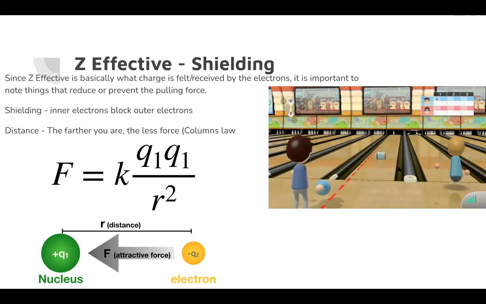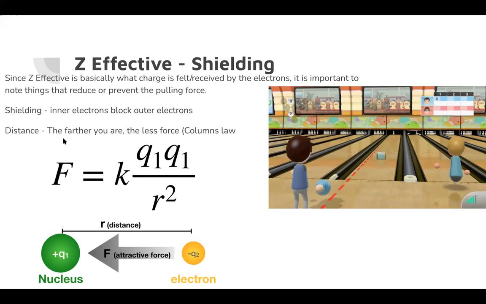One way I think about the shielding is if you look at this image of Wii Sports, fun game, right? So in this bowling alley, there are objects in the way, and our goal here is obviously to knock down the pins. And so with the nucleus, when there's something in the way, it prevents us from applying force on what we actually want to apply force to. And so with the atoms, when there are other electrons in the way, like this obstacle, the outer electrons aren't able to receive that pulling force from the nucleus, and so that reduces the Z effective on the outer electrons because the inner ones are blocking it.